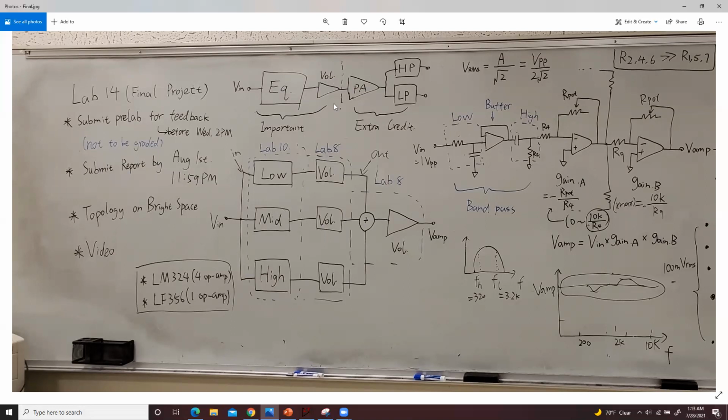Then after the equalizer, you have a total volume control. By tuning the amplifier in here, you can control the total volume. And after that, you have a power amplifier, which will drive the speaker. And then you have a high pass filter and a low pass filter for two different speakers. This part you learned in Lab 10. Okay. And also this part is the actual created part. So in today's lab, we will focus on the equalizer part.